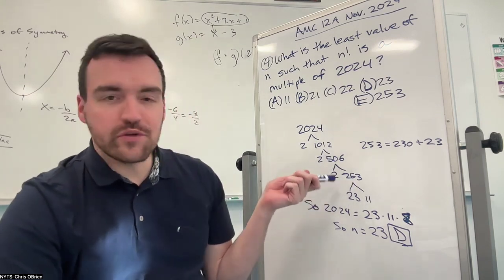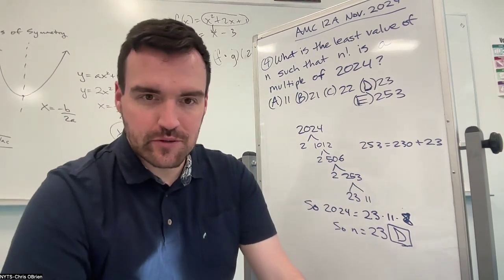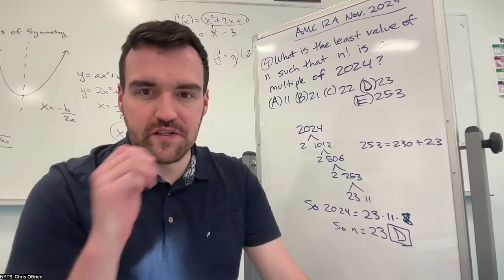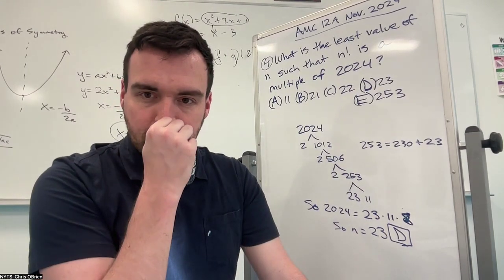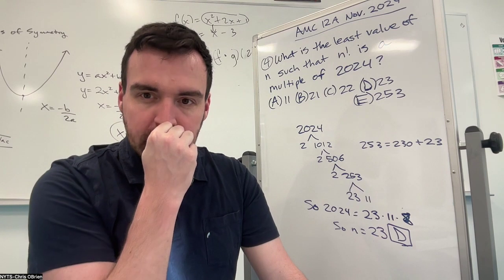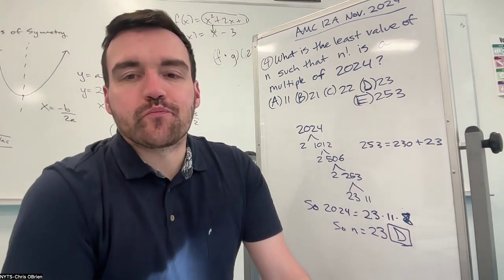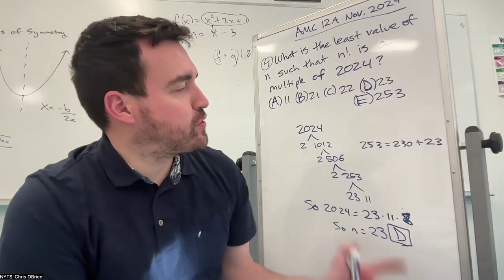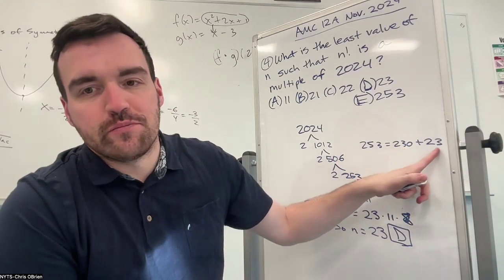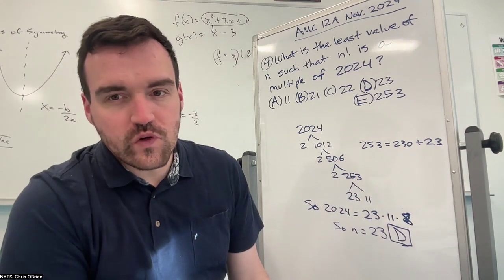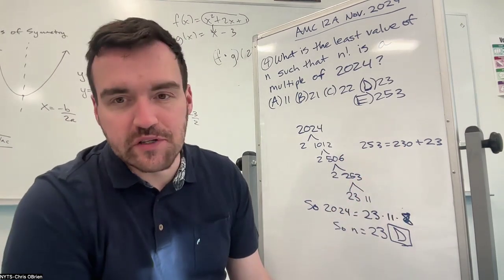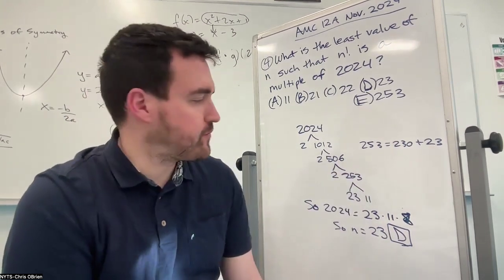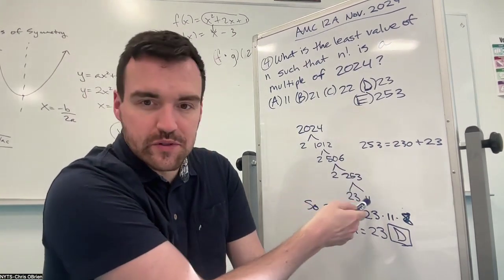Now, 253, you might look at that and say, well, wait, is that a prime number? That could be a little bit tricky because it could be kind of hard to know. But essentially, what you can do is look and see, okay, 253 is equal to 230 plus 23, which is 23 times 10 plus 23 times 1. So therefore, 253 is equal to 23 times 11. So 253 breaks down to 23 times 11.